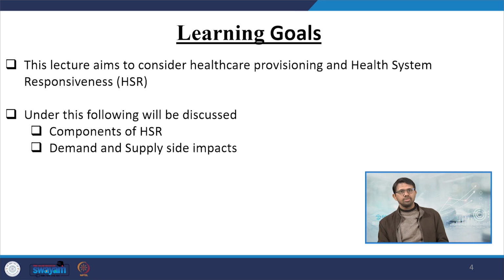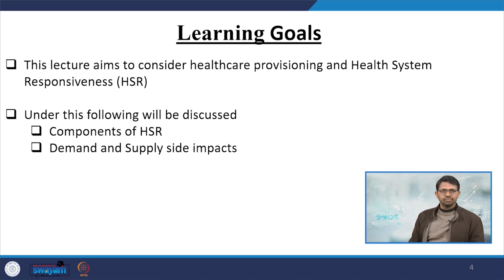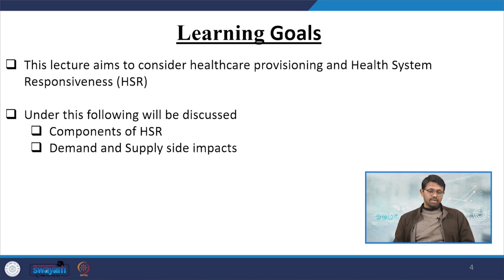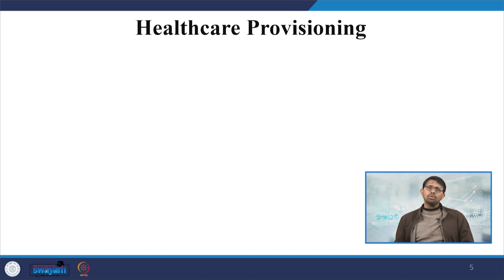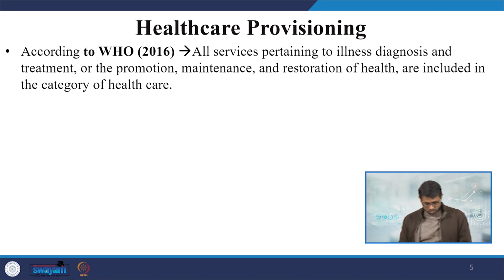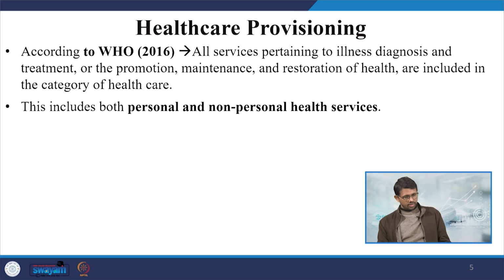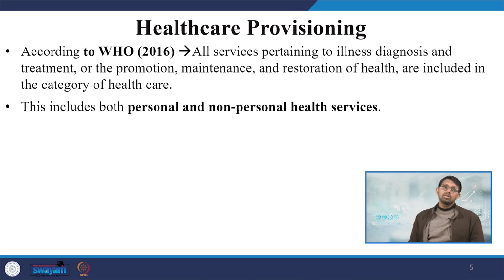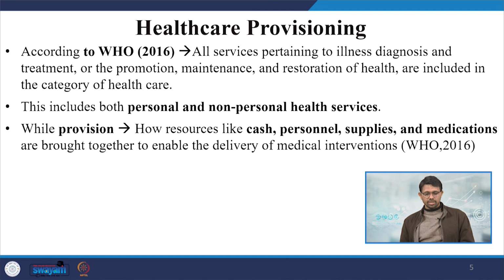Hence we are addressing healthcare provisioning and health system responsiveness. The following will be discussed step by step: the components of HSR and demand and supply side impacts. Then, what do we mean by health provisioning? We have to refer to the standard work of WHO of 2016. It states that all services pertaining to illness, diagnosis and treatment or the promotion, maintenance and restoration of health are part of the category of healthcare provisioning. This includes both personal and non-personal health services.